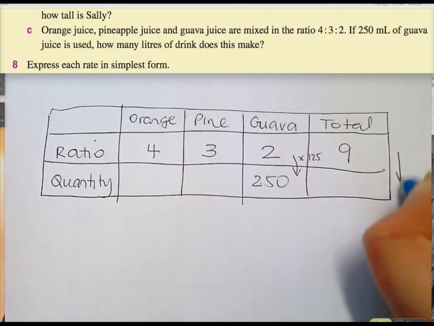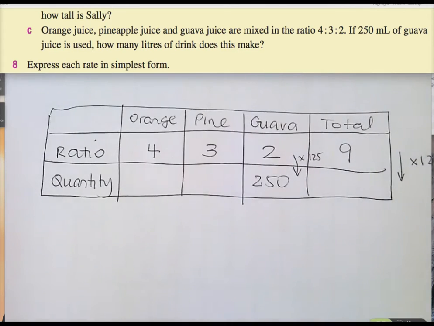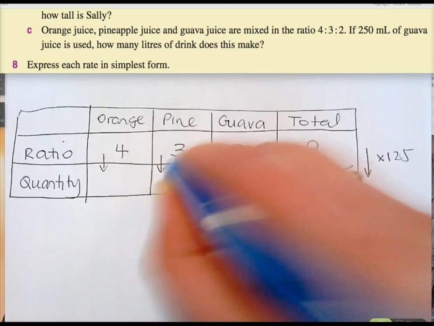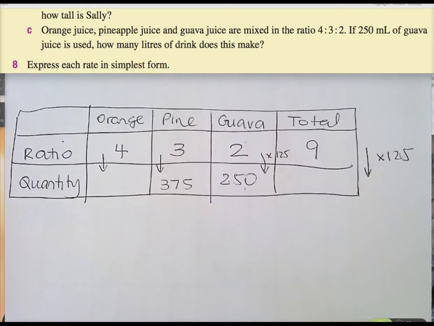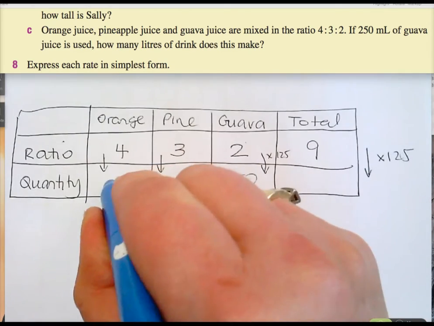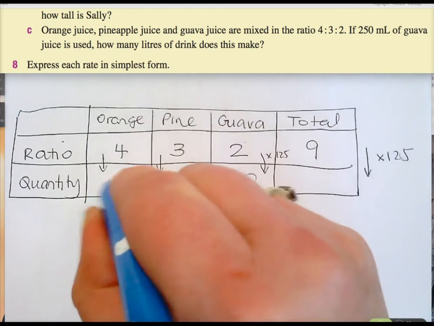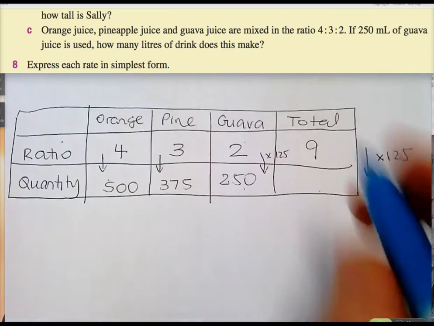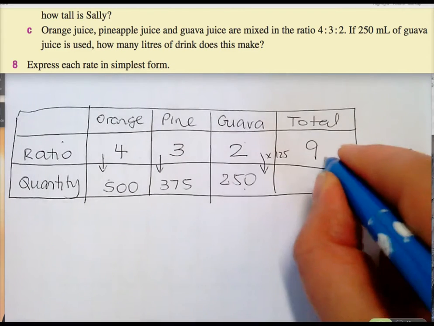So I'm just going to put it at the end of the table because we can see it better. So we've worked out to go from the 2 to the 250, it's times 125. Well, what do we do with every other quantity? So we're timesing them all by 125. This one is 375. 4 times 125 is 500. Beautiful. And what's the total volume of the juice? It's 9 times 125.